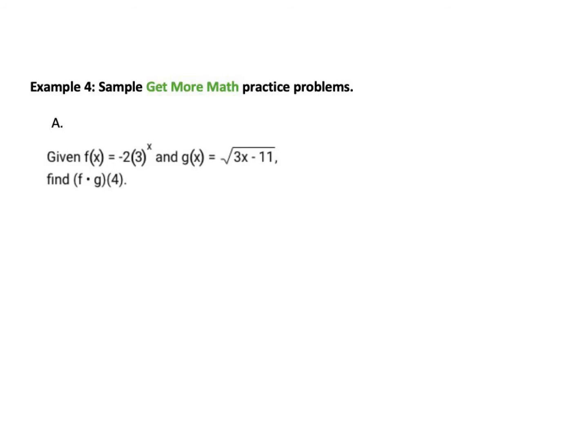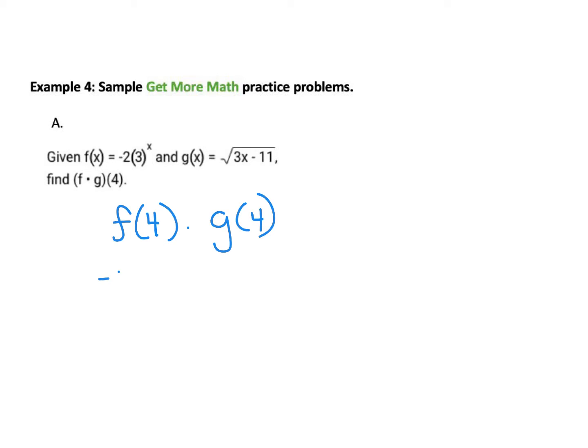I'm going to show you the last two things, two quick Get More Math questions, because you're going to be doing some practice in there. This means f times g of 4. So two ways of doing this. You can plug the 4 into each one separately. And I think that's actually what I'm going to do. So I'm going to find f of 4, and I'm going to multiply that by g of 4.